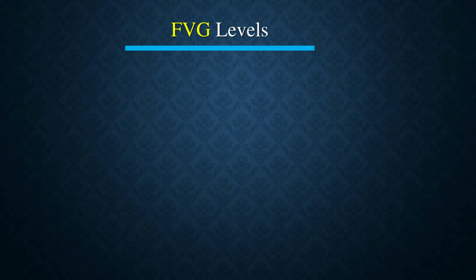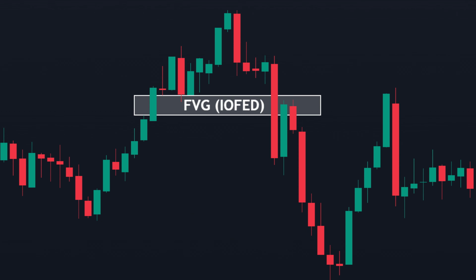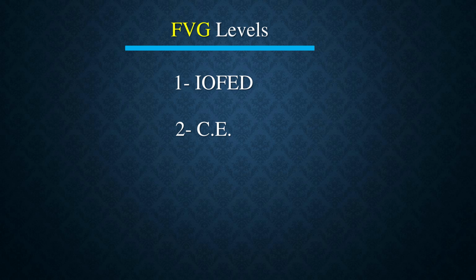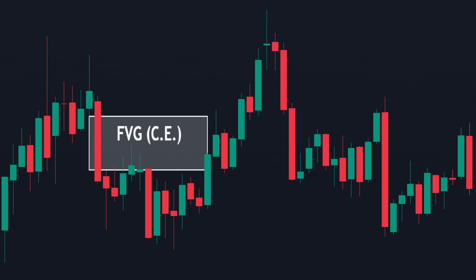Overall, there are three different levels of fair value gap. The first one is IOFED, which stands for institutional order flow entry drill. This is the case when the price candle touches the fair value gap a little, for example, its lower shadow touches the FVG. Additionally, the next level is CE, which stands for Consequent Encroachment. This is the case when price candles return to the gap and don't always fill the entire created gap; they just touch the midpoint of the FVG and continue the normal trading flow.